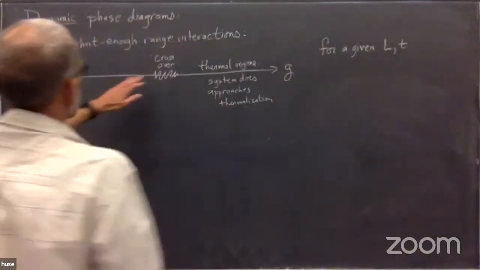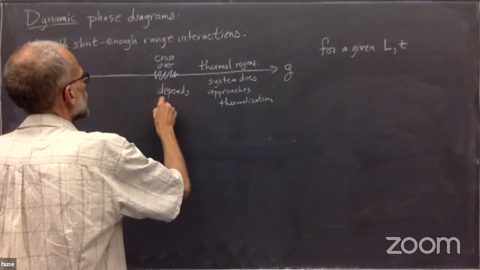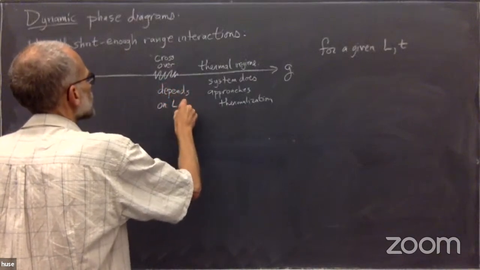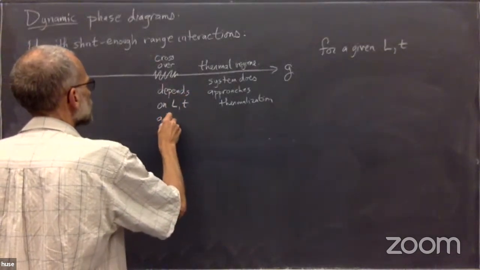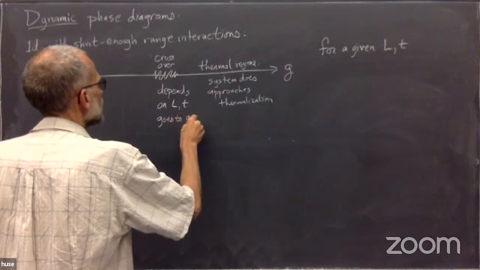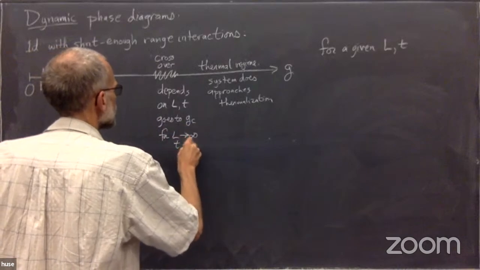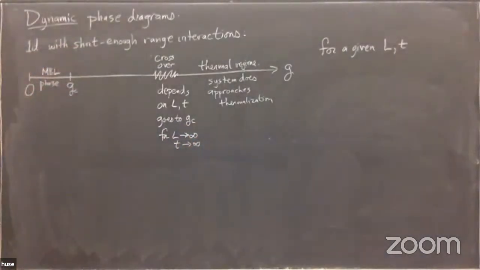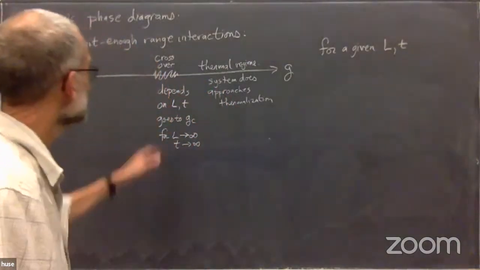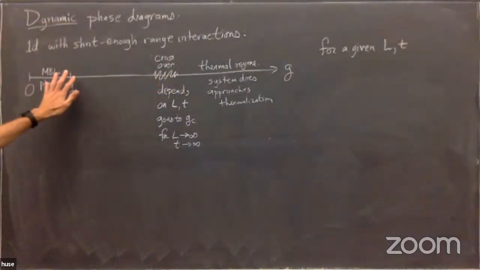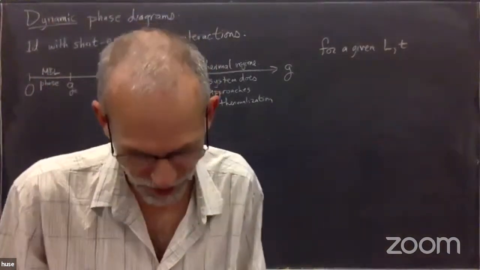And then this crossover depends on the length scale and the time scale you're looking at, and goes to GC for L to infinity, T to infinity. But on the time scales and length scales you can access in numerics or experiments, it's actually a long ways away from the phase transition, like a factor of 2 or 3 larger interactions.